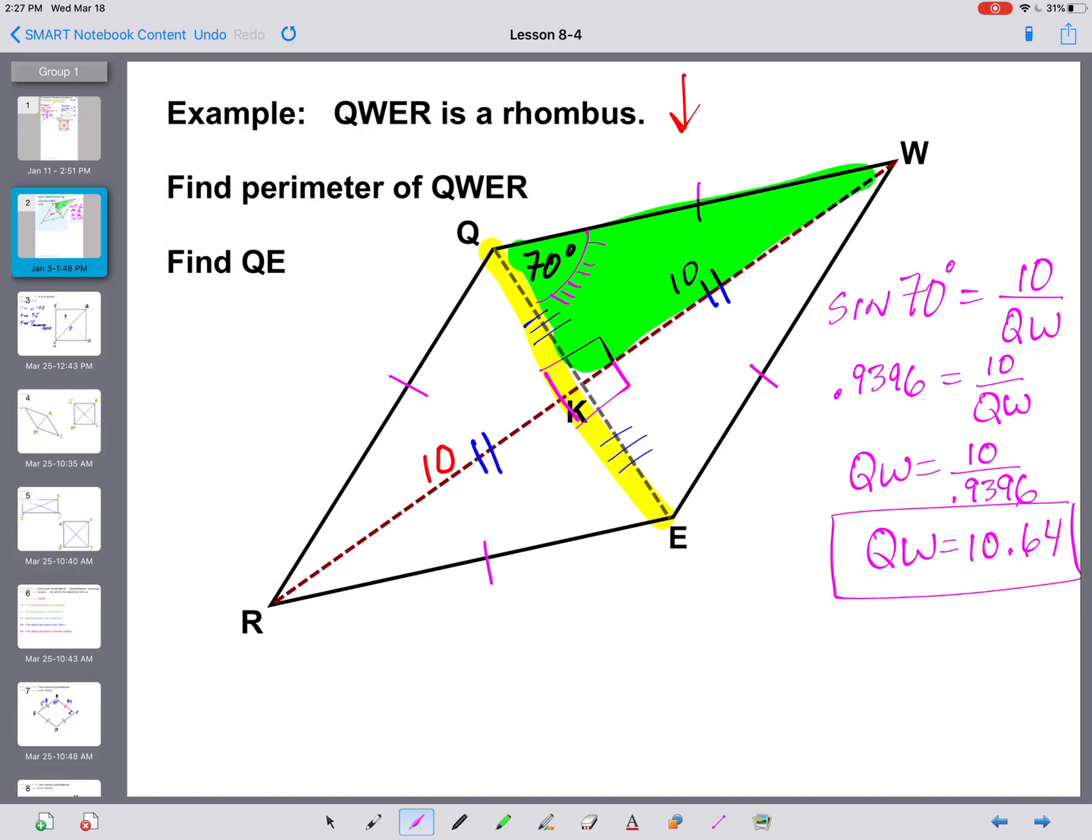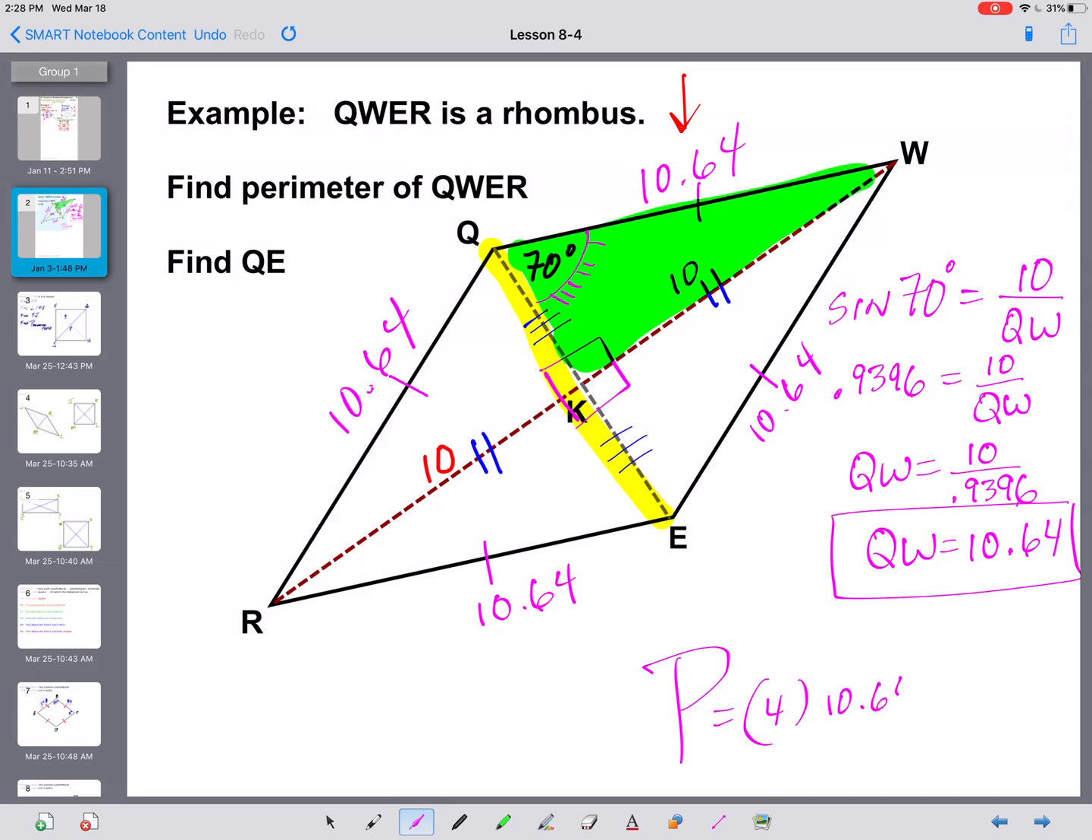Okay, here we go. So that side is 10.64. Every side is 10.64. There's our perimeter. We've got 4 sides, each one is 10.64, for a grand total of 42.57. We've got the perimeter.